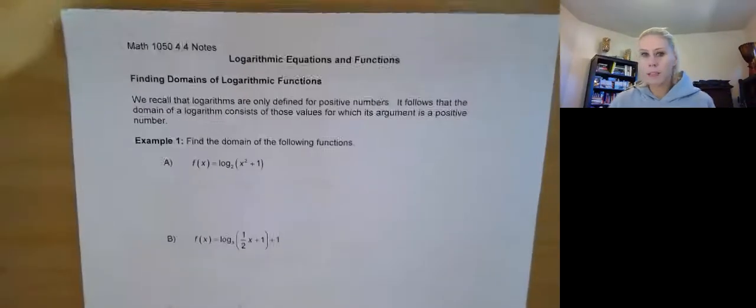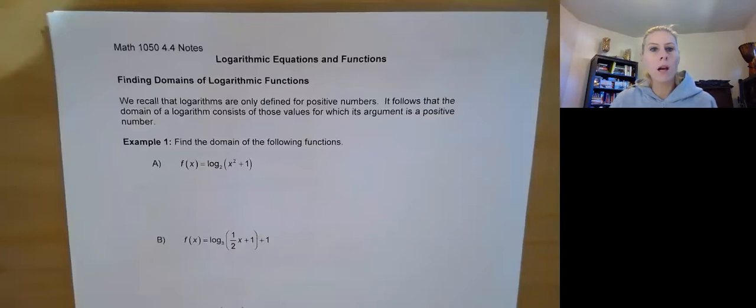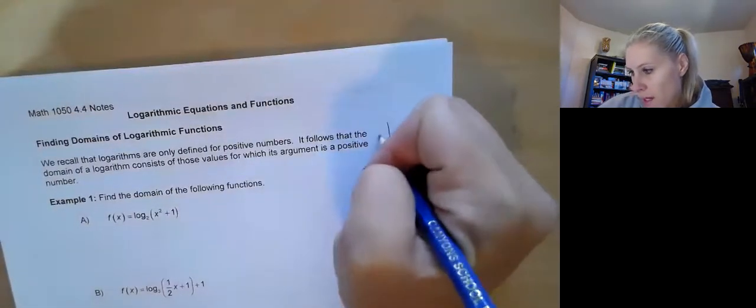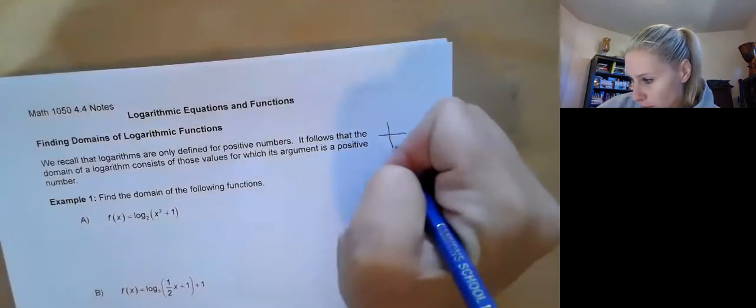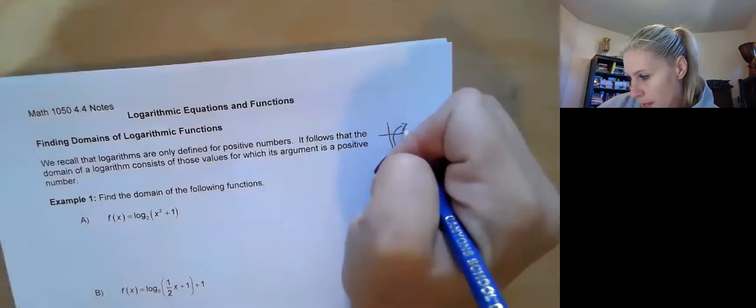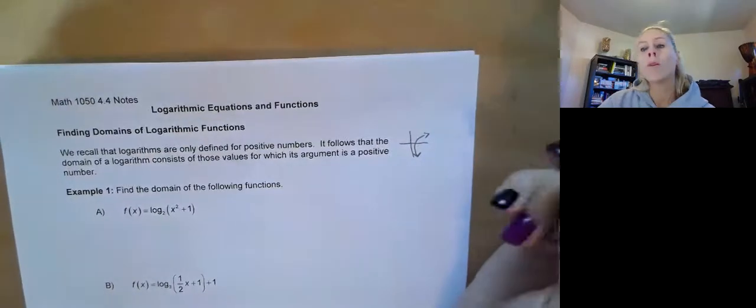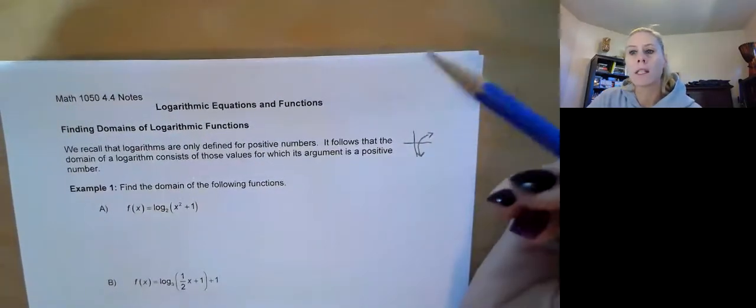Hey guys, so today we are going to do 4.4 log equations and functions. So the first thing we're going to look at is finding the domain. Well, think of the graph itself, right? So if we drew a sketch right now of a log, it would look something like that, right? And as you can see, it would never cross the y-axis because there is an asymptote there.